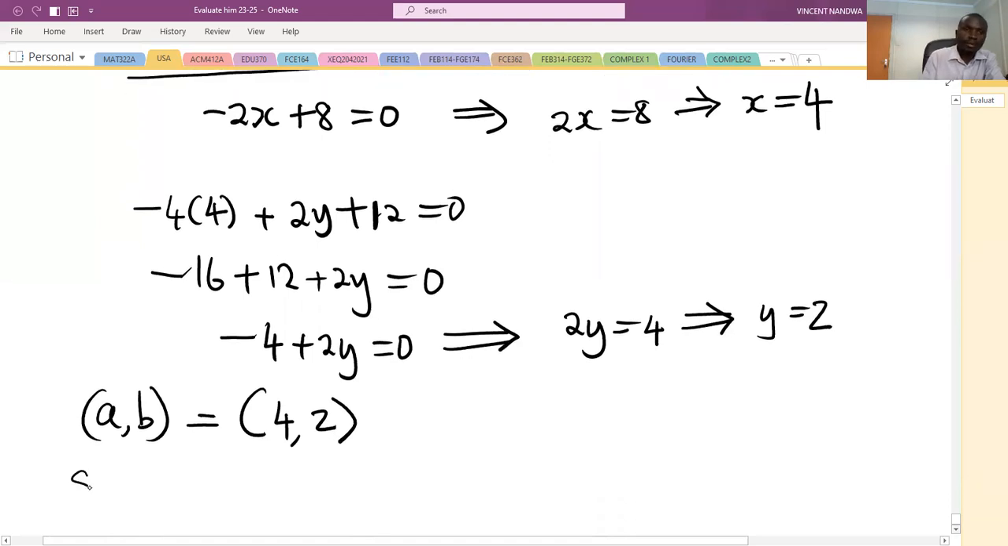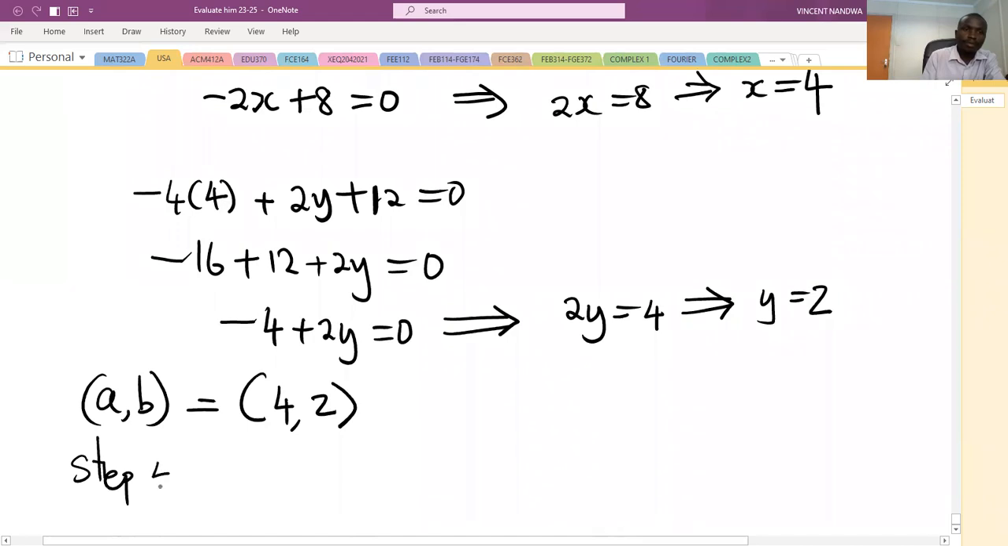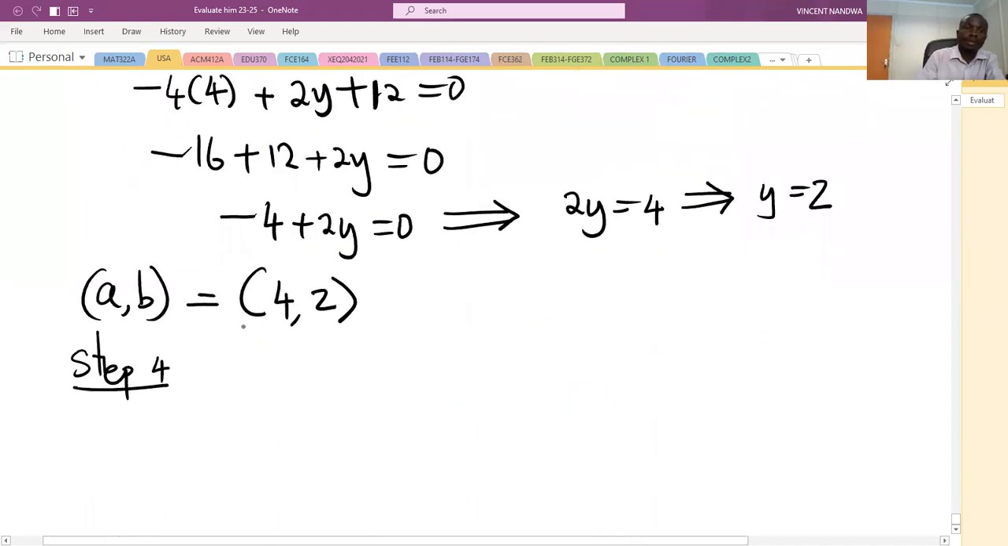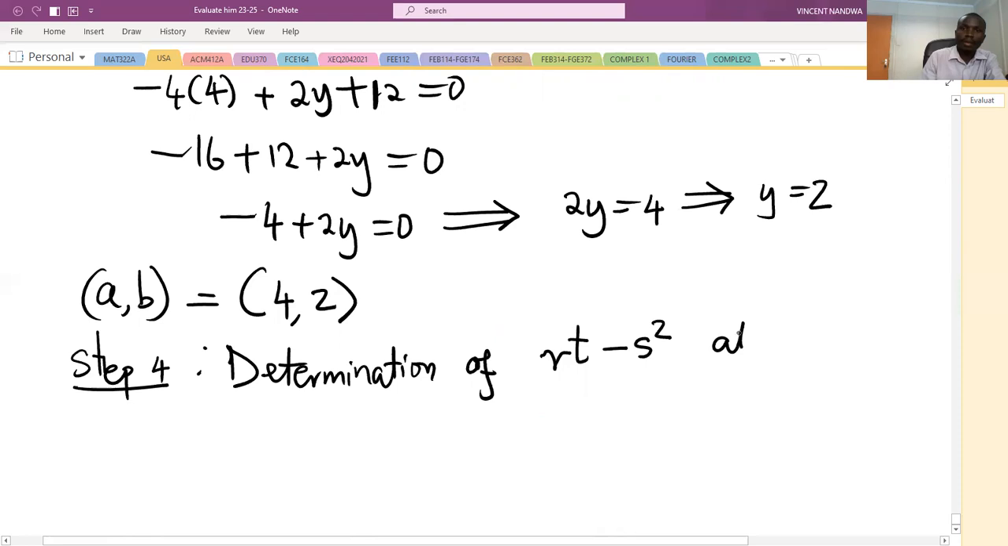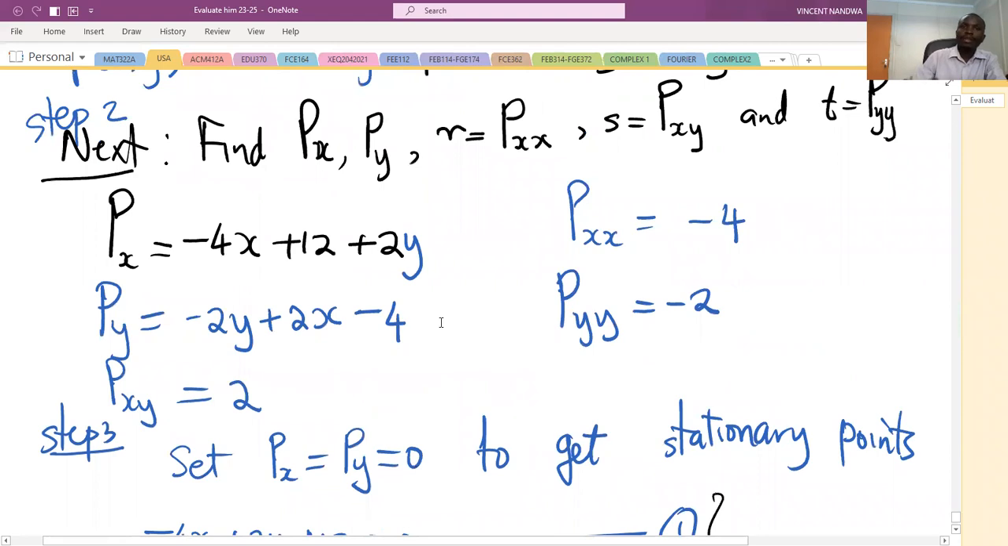So the next step. The other one was step 3, yes. Step 4, determination of RT minus S squared at this critical point (4, 2). And then the value of R from our calculation. Remember, this is what we call R, this is what we call T, and this is what we call S.